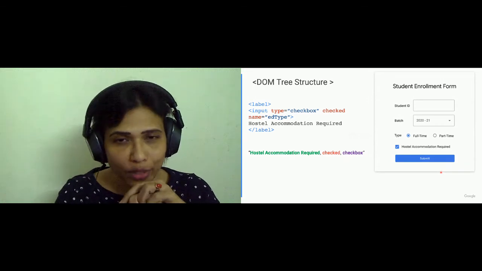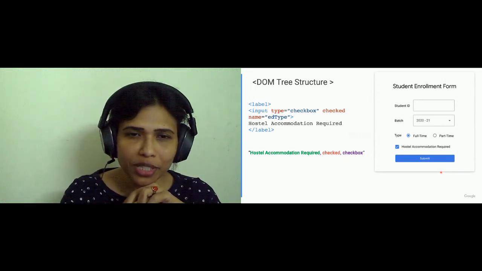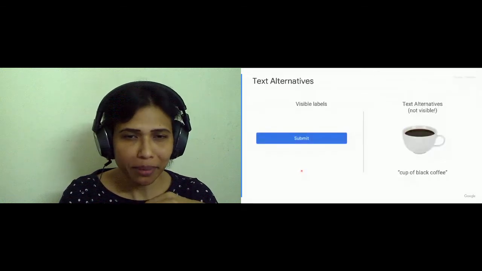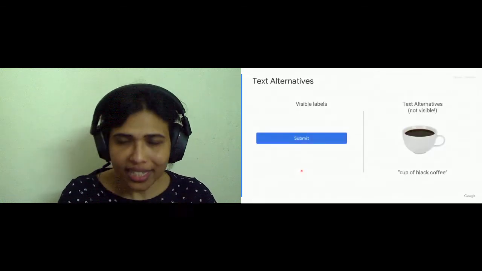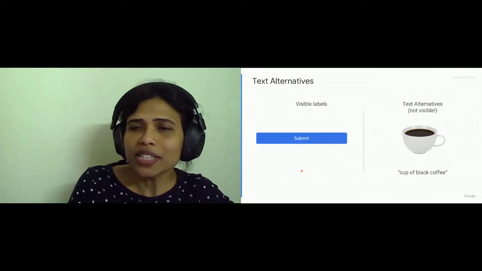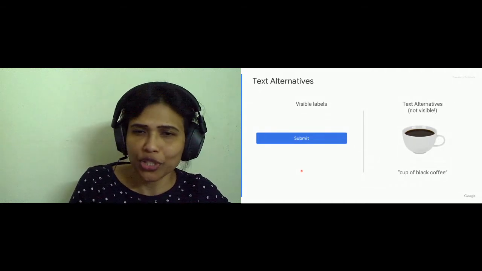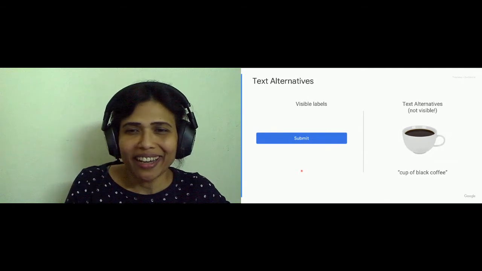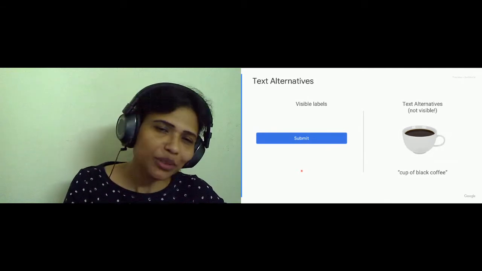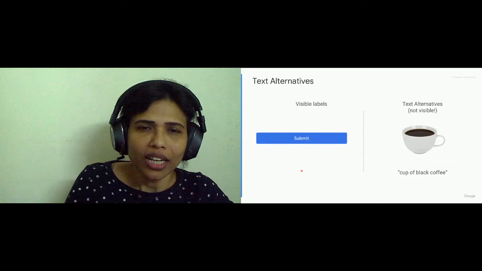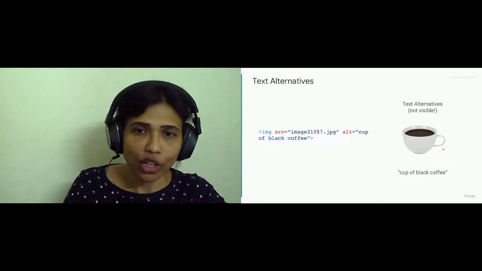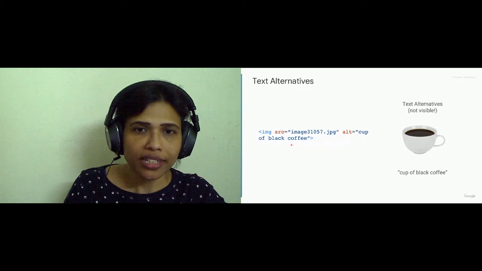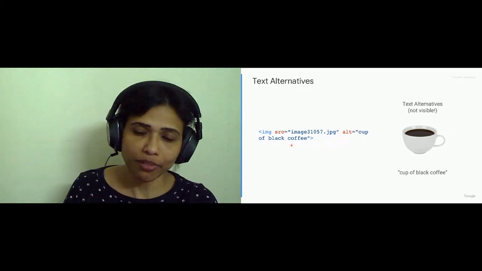Talking of labels, we have two types of labels, visible and invisible. Visible labels, as in the case of this button, where it shows that its label is submit. Whereas on the right-hand side, there is an image where if you haven't specified anything, the screen reader might just read it as img31057.jpg. And that might be very frustrating for someone who is visually challenged. So in the image tag, along with source, we must mention the alternative text with the alt attribute. So the screen reader can announce it as a cup of black coffee.